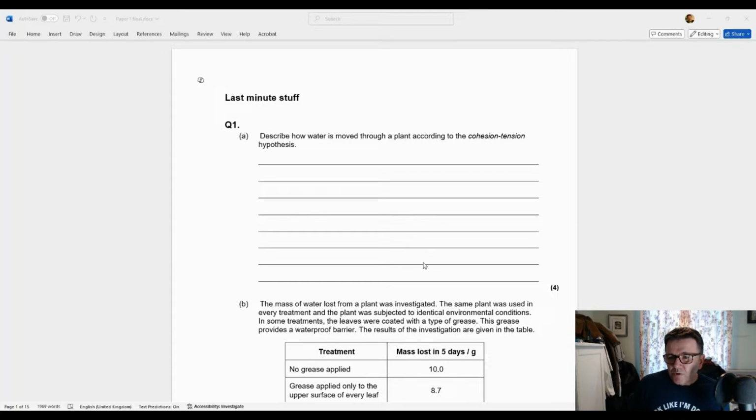Good. Right. Okay. So just very, very quickly then, cohesion tension theory will definitely come up. I think cohesion tension and mass flow will probably both come up. So, describe how water is moved through a plant according to cohesion tension theory. I hope this is going to work. Let's see. So how is water moved through a plant?